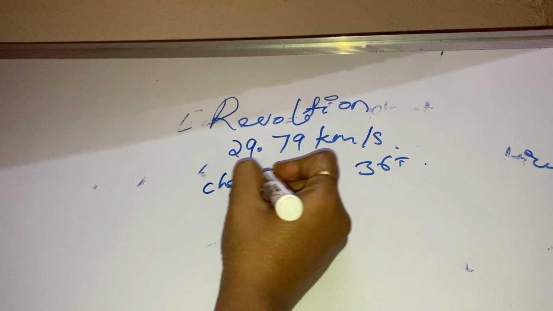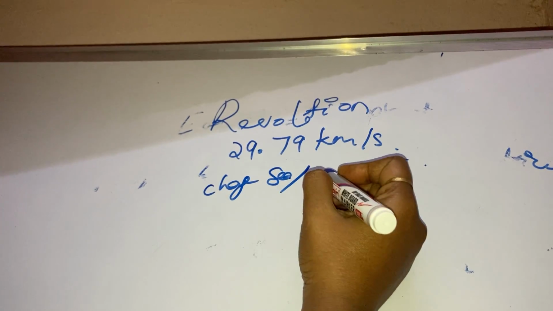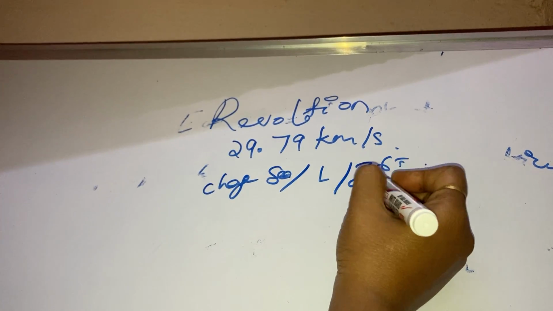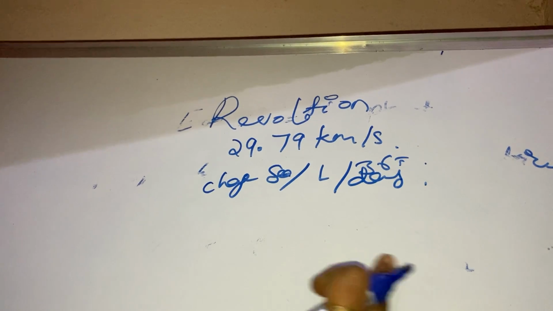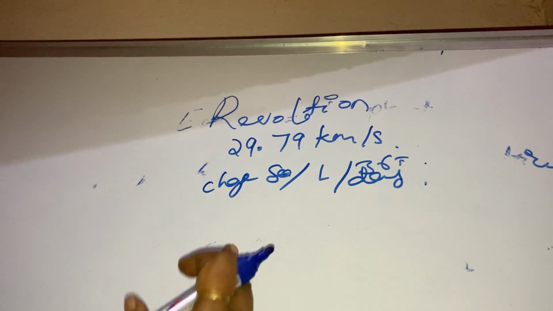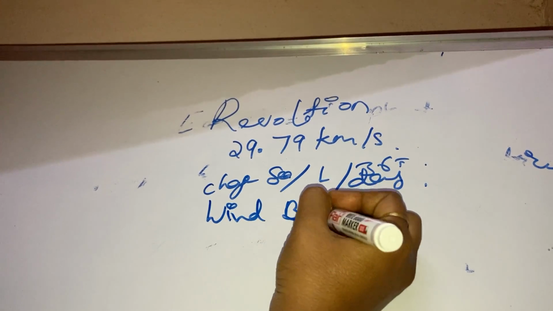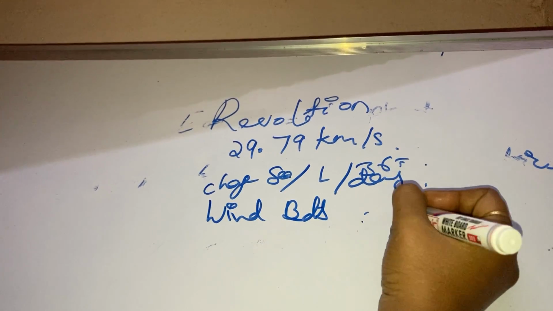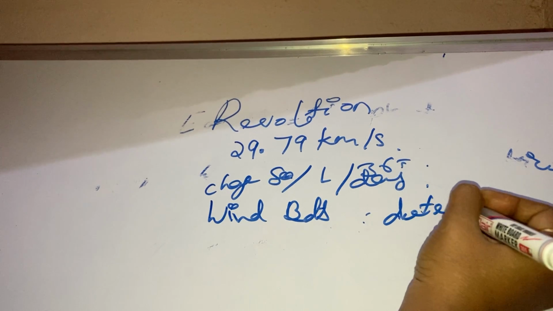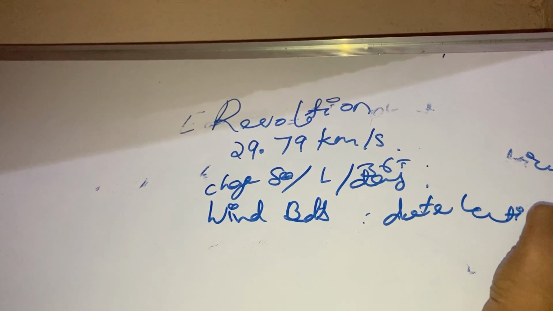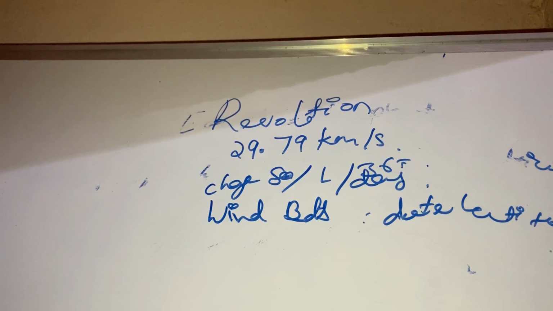Due to revolution, we have changes of season, variation in the length of day and night, shifting of wind belts, and determination of latitude. Seasons are periods divided as a result of climatic changes.